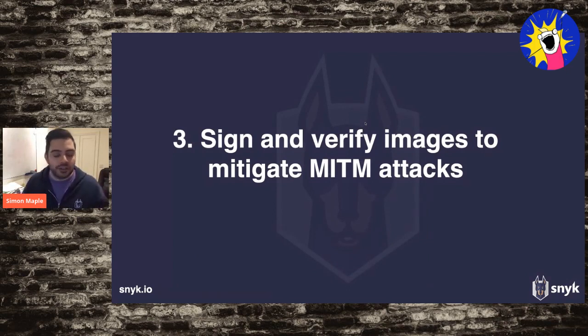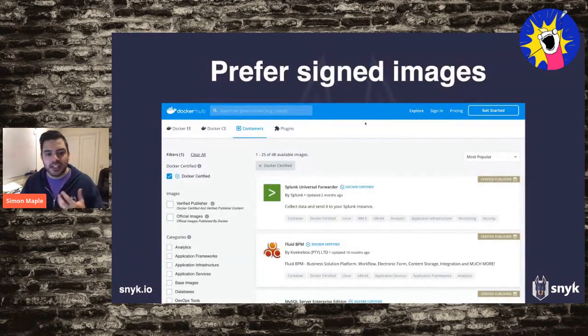So we put a lot of trust into these images, and a lot of the time they're going to be the code that we run in production. So it's really important to make sure that what is pushed by the publisher is the code that we are actually using. So one of the things here is to prefer signed images, and here you can see on Docker Hub you can search for a Docker certified image, and these are signed images.